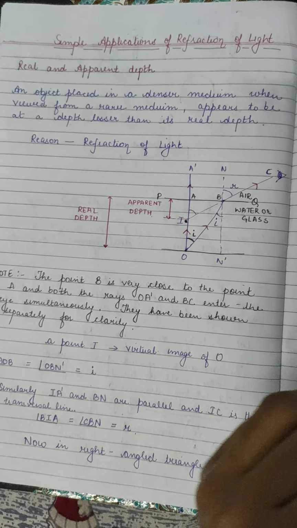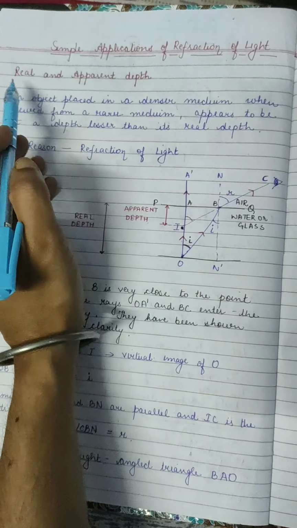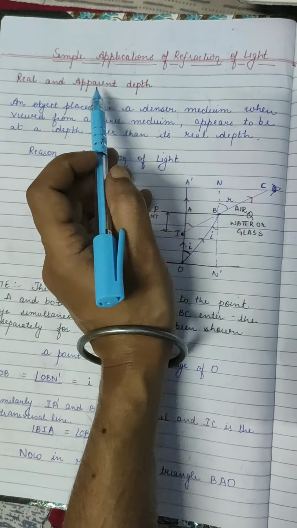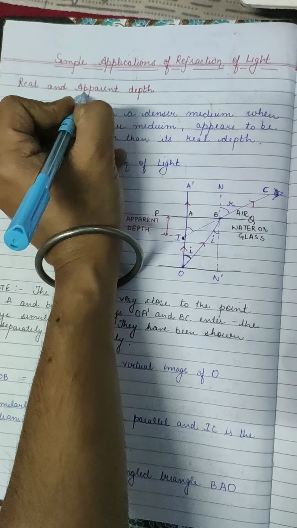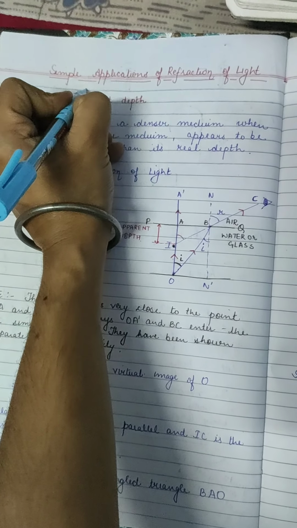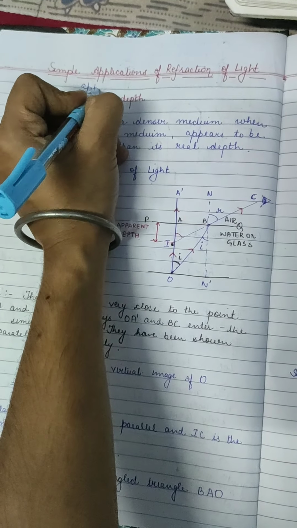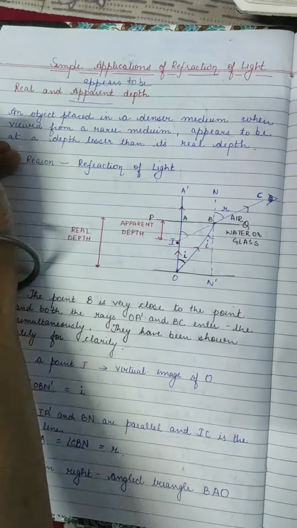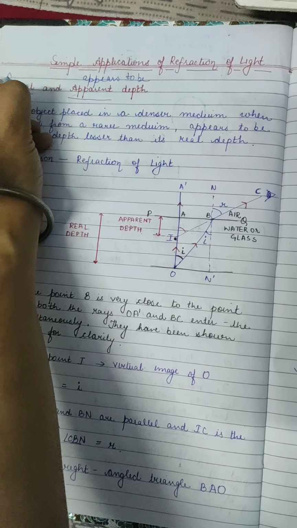What actually the real depth is? Real depth is where the object is actually lying there, okay? And apparent is where it appears to be. What is apparent? Where it appears to be. Real is the actual position.